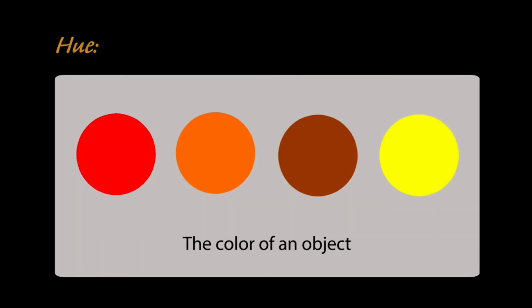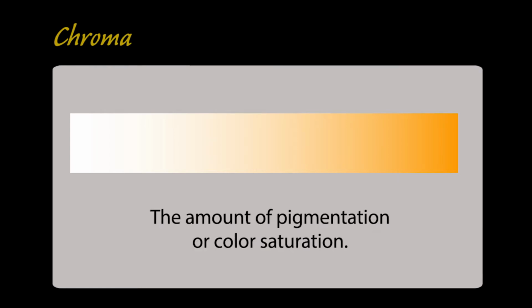The next element of color communication is going to be hue. Now, hue is the actual color that you see. So if you reference the chart that is in front of you, you'll see the colors of red, orange, brown, and yellow. That's the dominant color that you see. The next form of communication is going to be chroma.